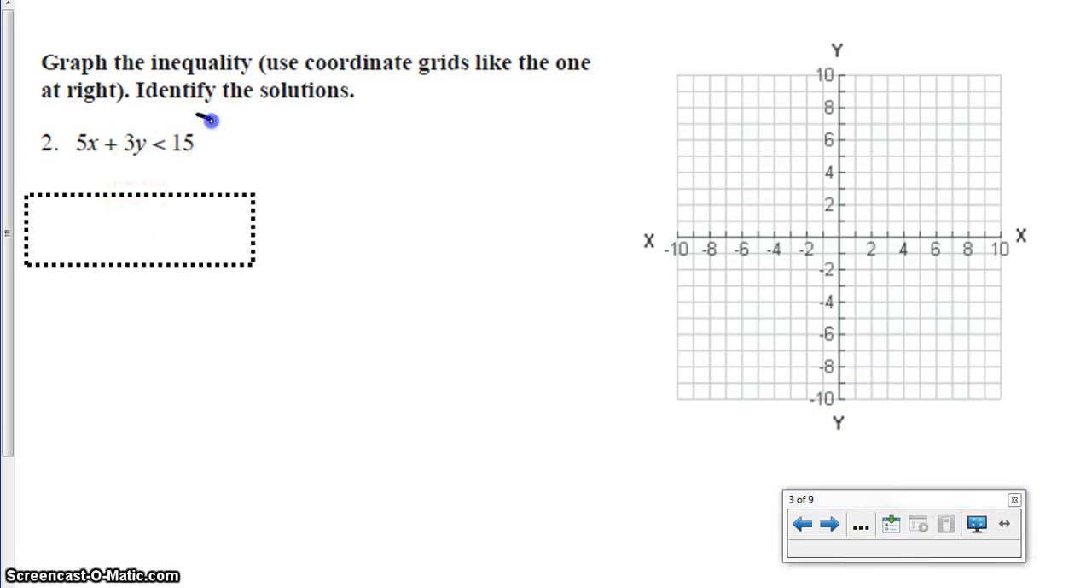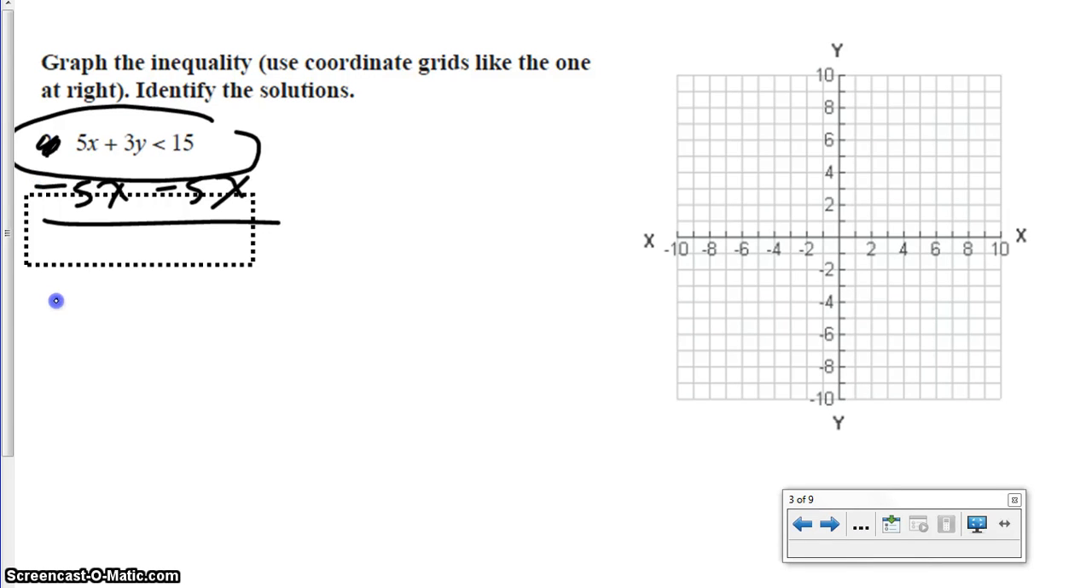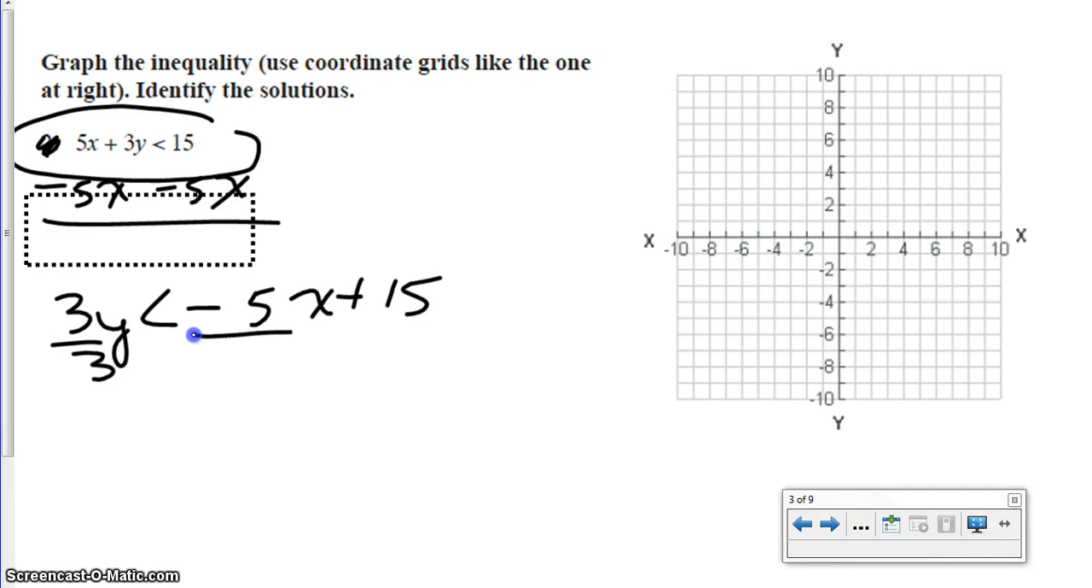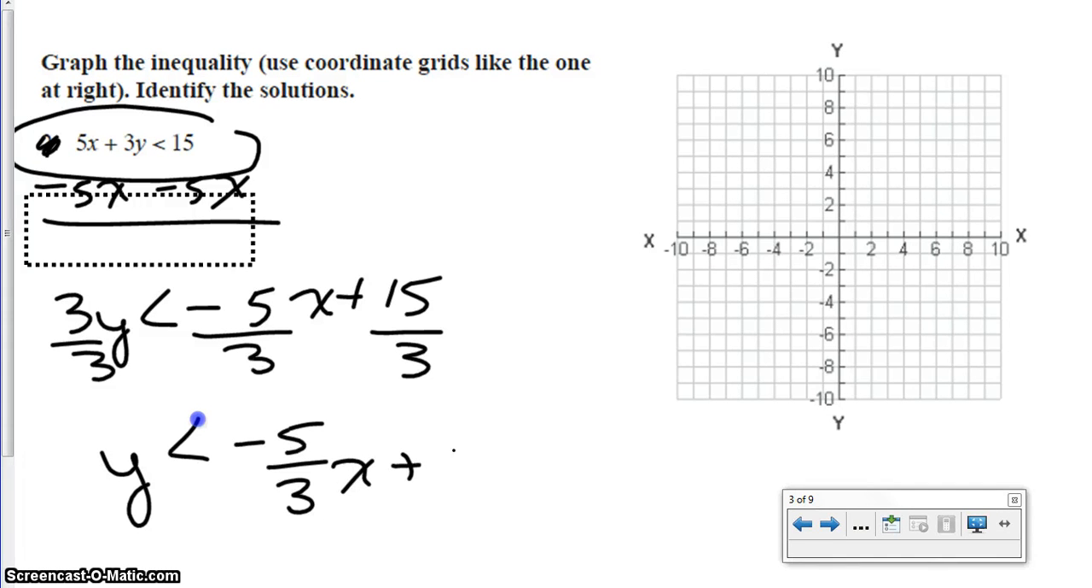Oh, but Mrs. Rose, this one's in standard form. Well, let's make it a little bit simpler. Let's go ahead and subtract 5x from both sides. And that would give us 3y is less than negative 5x, positive 15. Divide everything by 3. And Miss Rose usually does every one of the quantities by 3, but you don't have to. Y is less than negative 5/3 x plus 5.